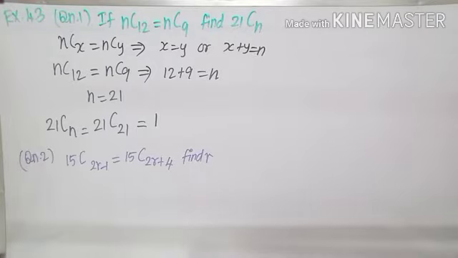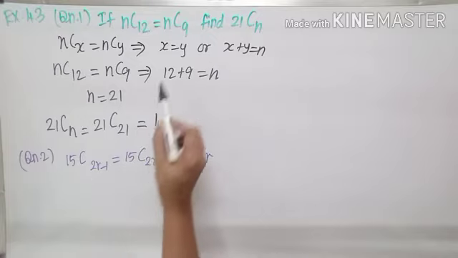Question number 2. 15C(2r minus 1) equals 15C(2r plus 4). Find r. Same formula.